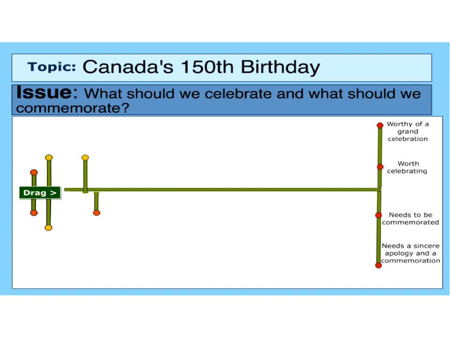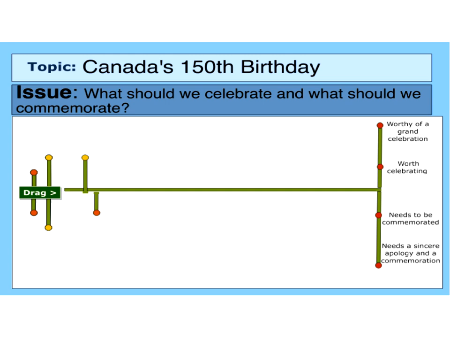Using a value line. Notice, it's very common in classes to use a timeline, but here a value line. So this is an example in grade 7, grade 8, grade 10. As we think about Canada's 150th birthday, what should we celebrate and what should we commemorate? So when kids look at an event, instead of just plotting it chronologically, you know, that 1890 comes before 1914, as we look at an event, would you say, this is a great moment in Canadian history. This is worthy of a grand celebration.